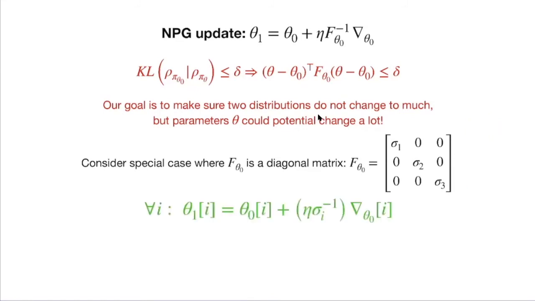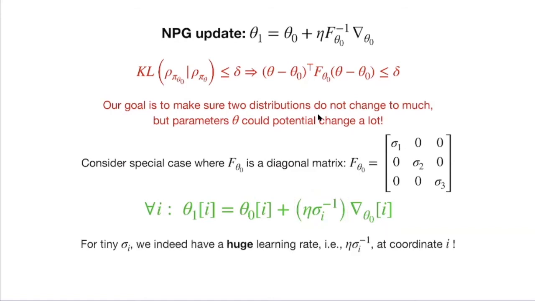Okay, so we can just write this NPG update for every coordinate i. This is my update step. So in other words, I'm actually scaling my learning rate by 1 over sigma i. This is kind of magic, because instead of using a universal learning rate for every coordinate, I'm scaling every coordinate using the corresponding diagonal element in my Fisher information matrix. I have different learning rates for different coordinates.